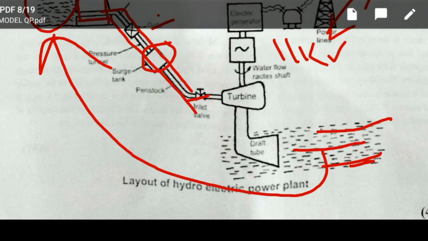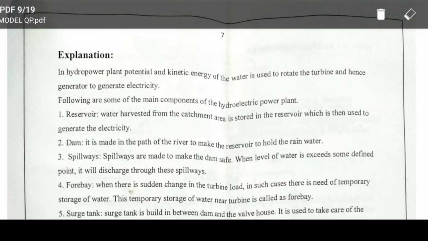That is a hydropower station. Here we have to explain each and every part. What is the purpose of penstock, surge tank? That is simply, what is a hydropower station? In a hydropower station, the potential energy of water is converted into electrical energy.